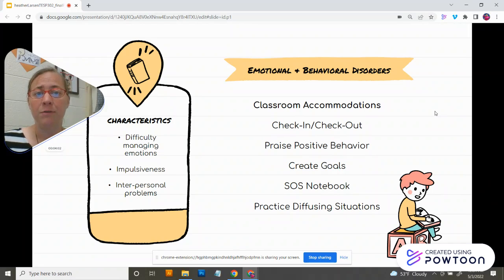Praising the positive would be very important for these students. They are always told no or stop doing that, correct a behavior, but when they are doing something positive, I want to really praise them for that.